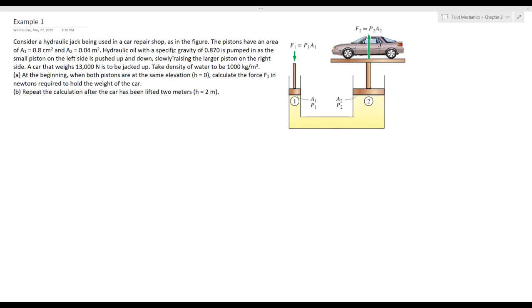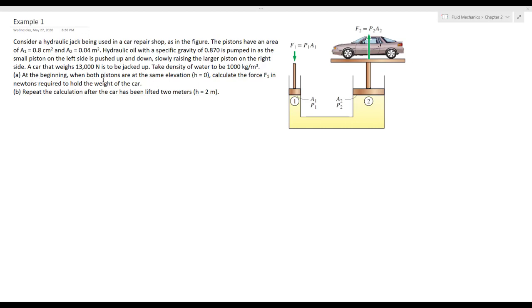Hydraulic oil with a specific gravity of 0.87 is pumped in as the small piston on the left side is pushed up and down, slowly raising the larger piston on the right side. So a force F1 is applied on the smaller area to create a force F2 on the larger area. A car that weighs 13,000 Newton is to be jacked up. The density of water here is 1,000.